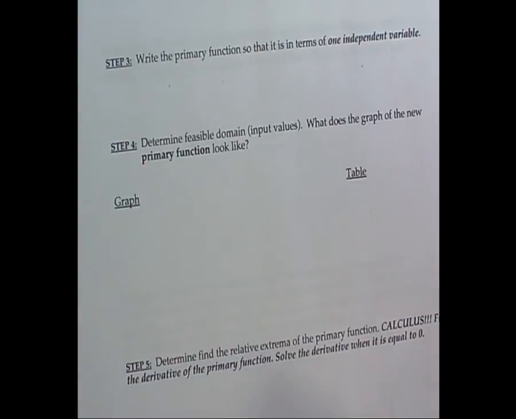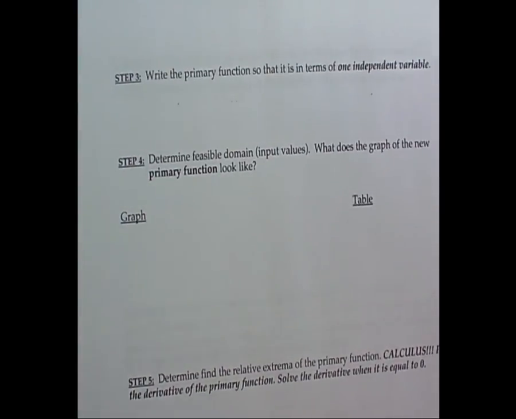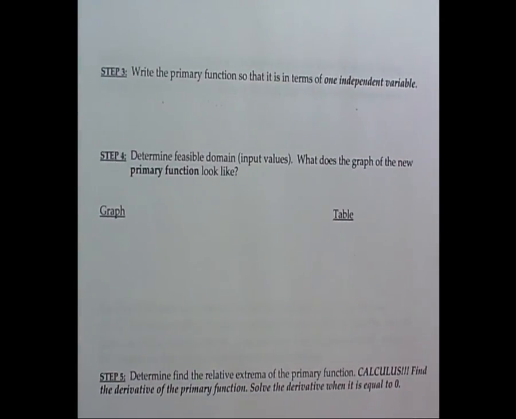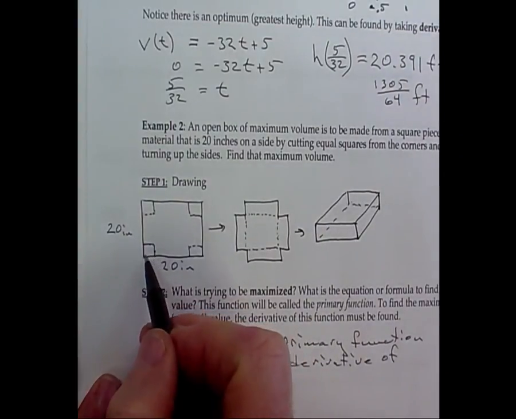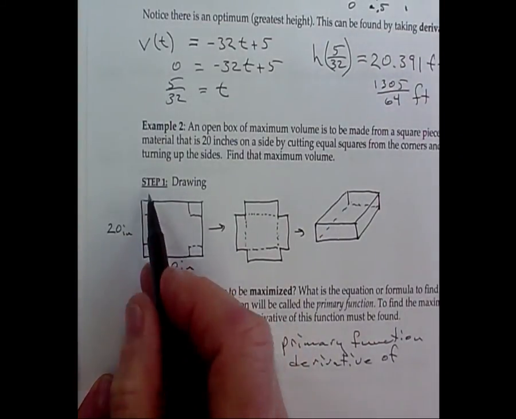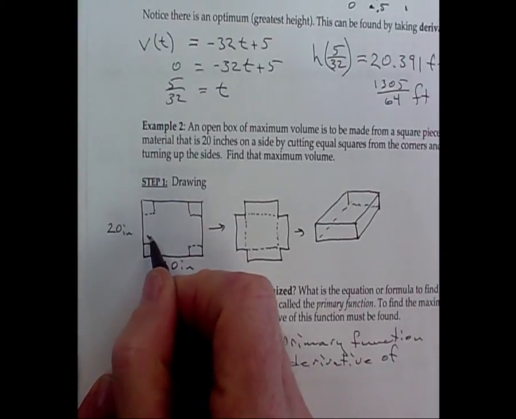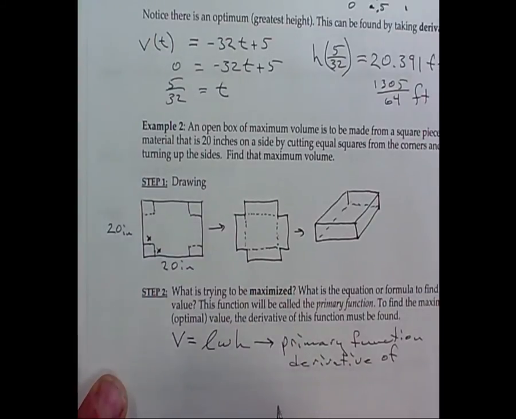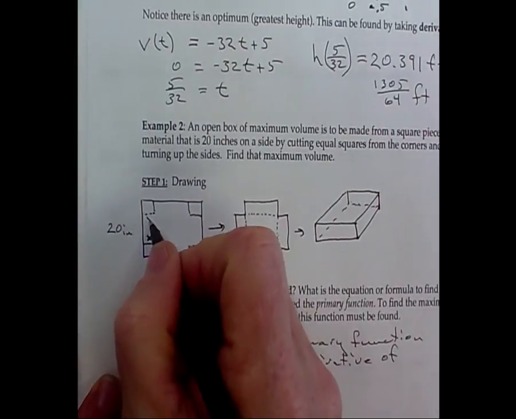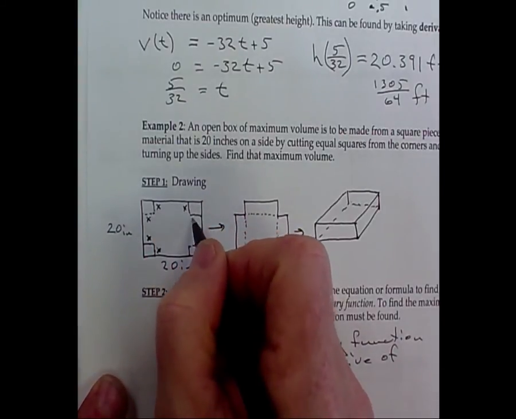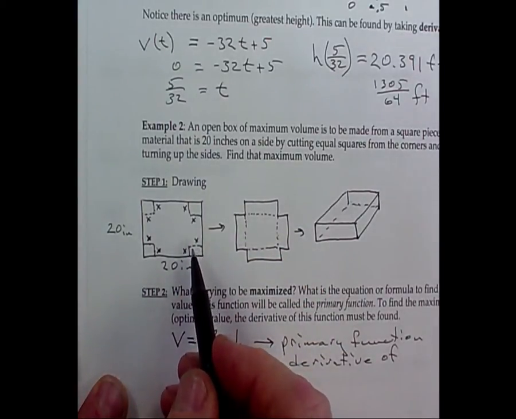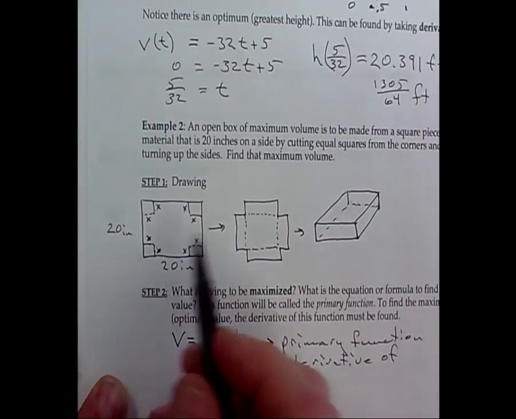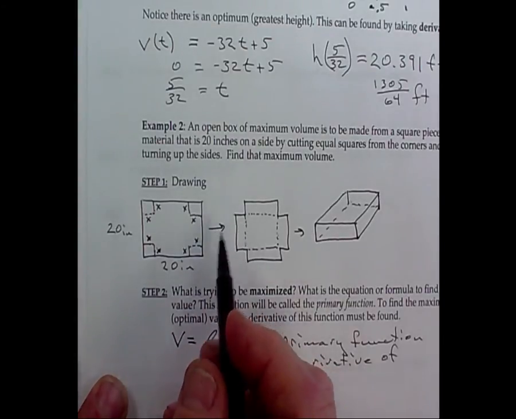So it says, write the primary function so that it's in terms of one independent variable. So I'm going to come back to my picture and I'm going to take off this amount, right? And since these are squares, I can call this x and I call this x, because they're all the same. So maybe I'll take off a half an inch. Maybe I'll take off 2 inches. I don't know. I want the maximum volume.